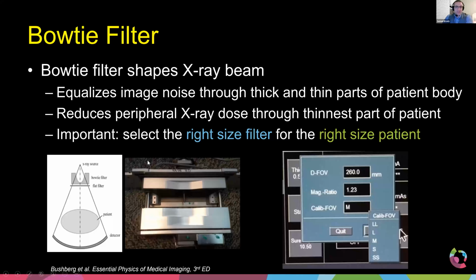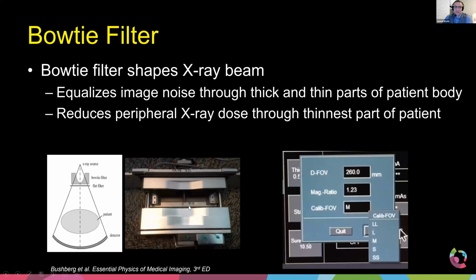Now, every system, every vendor has multiple choices and multiple options. Here is an example of one of our Canon machines. It's got, as you can see here, 5 options, going from large or double large or extra large to extra small. And so you can see these bow tie filters from a collimator. In this case, there's only 3.